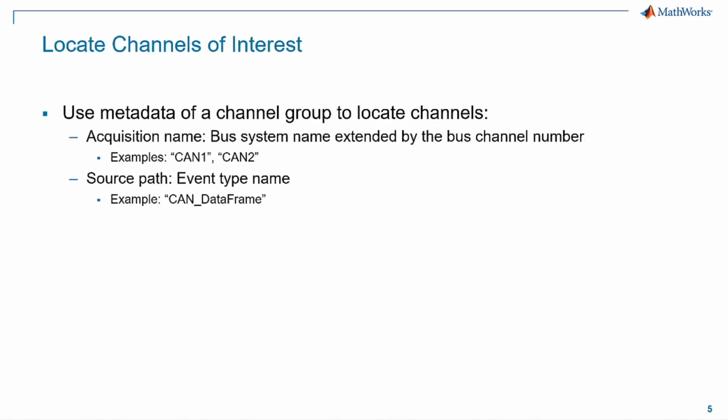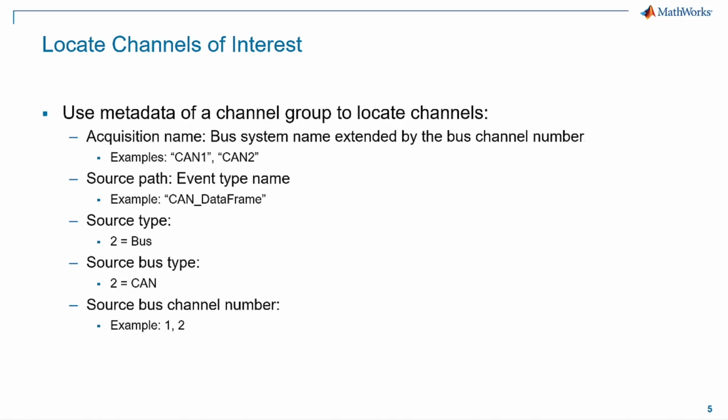Metadata is important because it can help identify channels of interest. In acquisition name, you will find the bus system name plus the channel number. The source path describes the event type, so you could look for CAN data frame in this field for actual data. The combination of these two are typically sufficient to inform what you should be looking at, but the following three source information fields could also be relevant. Later during the demo, you will see how Vehicle Network Toolbox could help you get to these metadata quickly so you know what data you should be targeting in your workflow.